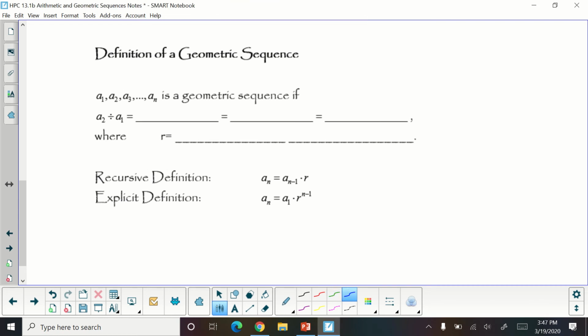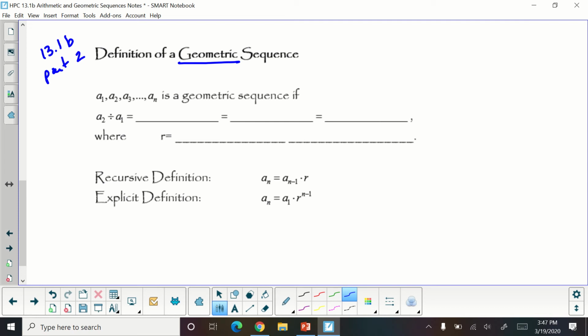Welcome back, crew. We're going to finish up your 13.1 notes today, and we're going to call these 13.1b part 2, where we are defining a geometric sequence. So here we go. If we can take consecutive terms and divide them and always get the same number, then we're looking at a geometric sequence.